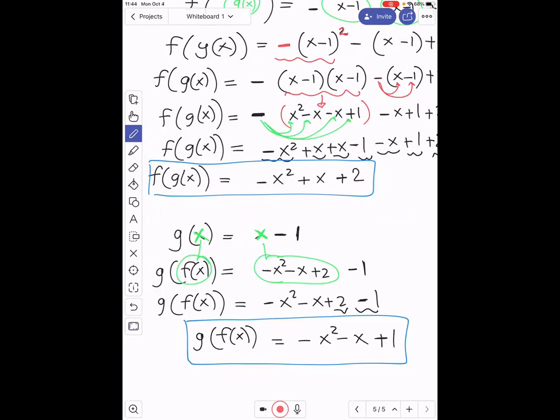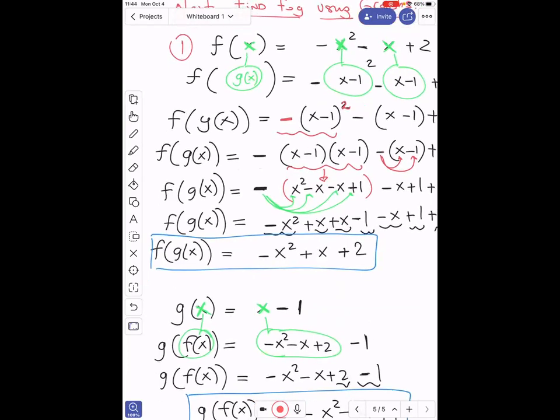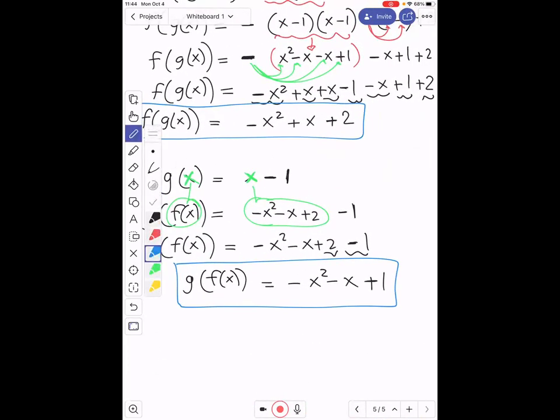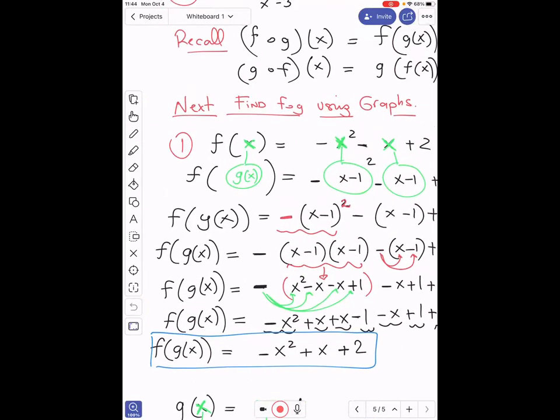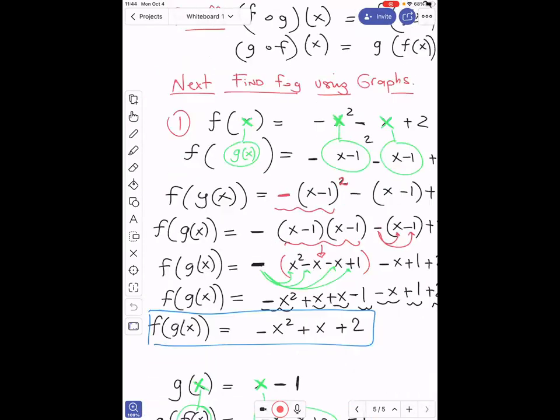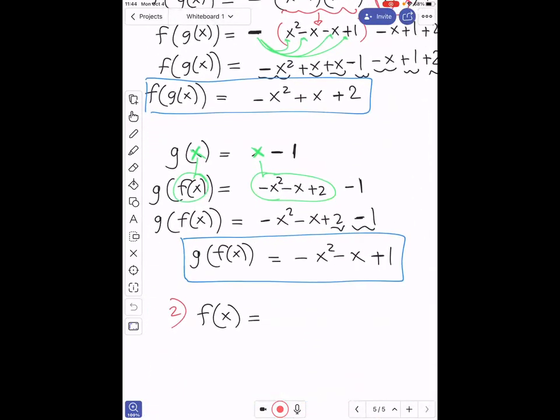All right, now for the fractions, I think the fractions are also important. So for number 2, first I'm going to write down f. So f of x is equal to x plus 2 over x minus 3. So x plus 2 over x minus 3. Now we need f of g of x.